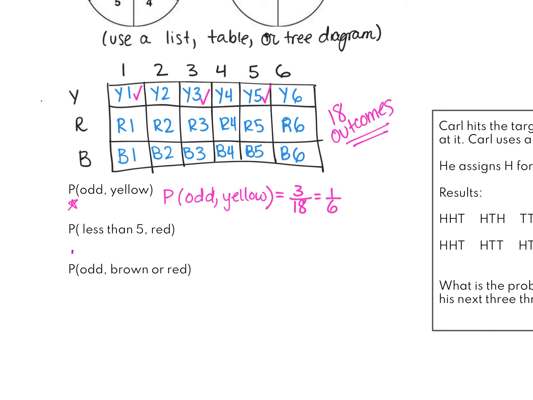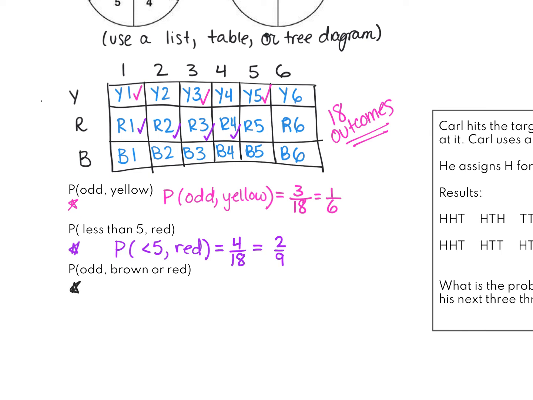Next one, the probability that you're going to spin a number less than 5, and it's going to be red. So what I'm going to do is come up here. I'm only going to be looking in the red column because I need red to win, let's call it. So this is less than 5, this one's less than 5, this one's less than 5, and this is less than 5. So there is 4 out of 18 total that can give me less than 5 in red, and then we would simplify that to 2/9.